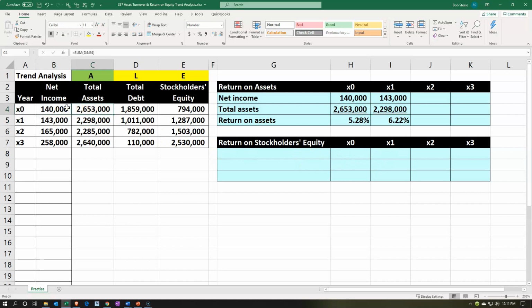And we see that the total assets then went down, which means we have less total assets on which to generate income. And we're still generating income, more income. So we're using those assets efficiently. And again, that's good, because if the assets went down and we're still generating income, maybe we distributed some of those assets to the owners or something like that.